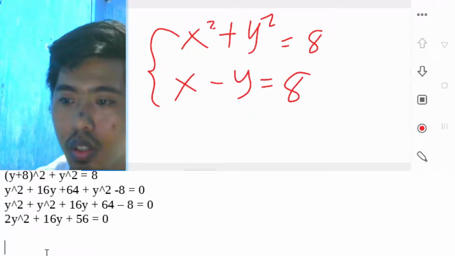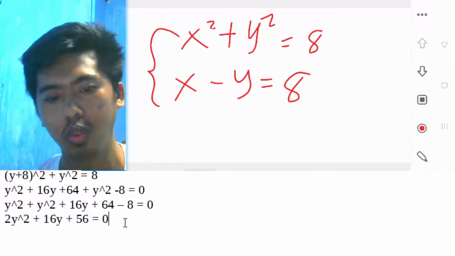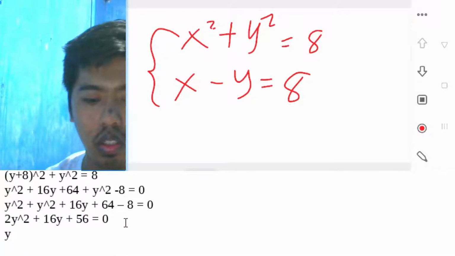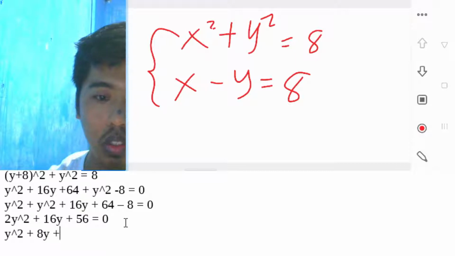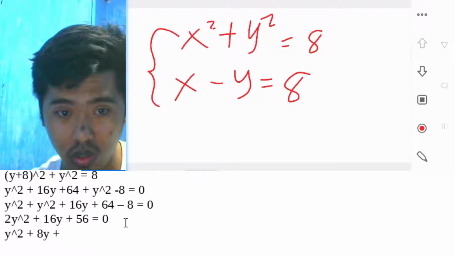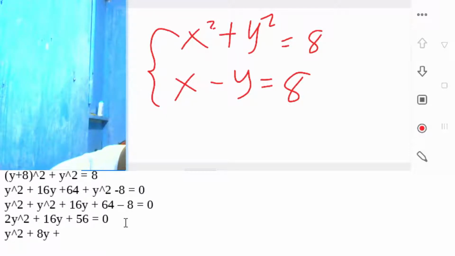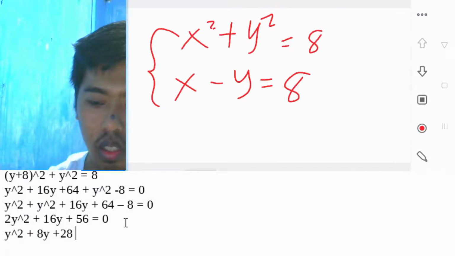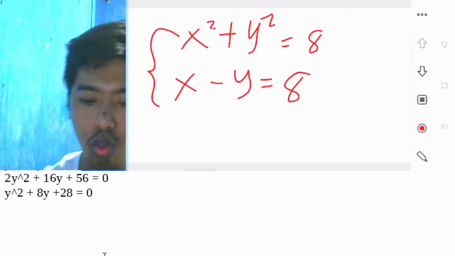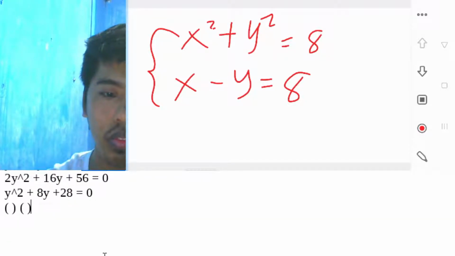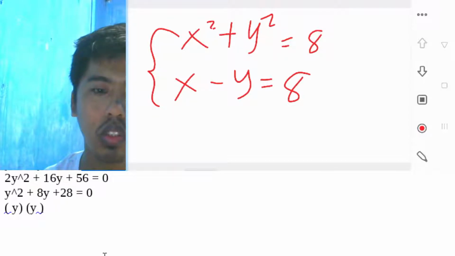If you can see, we can definitely divide each of the terms by 2, so we can reduce it. This will become y squared plus 8y plus 28 equals 0. Now since y is squared, we can have two possible answers for y. So y and y. Then the last one is 28.